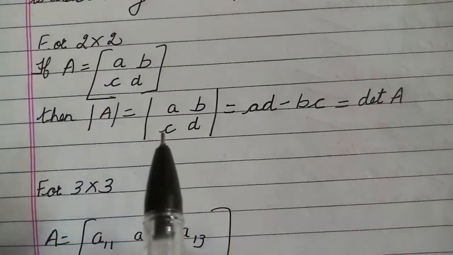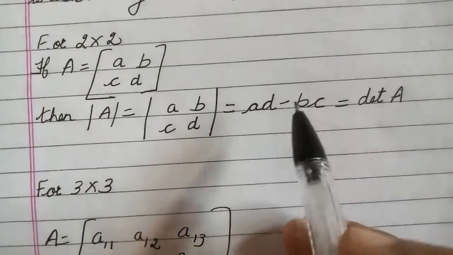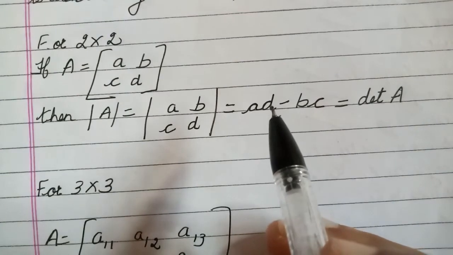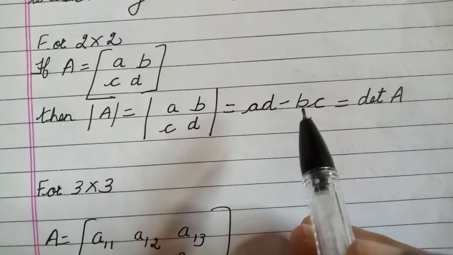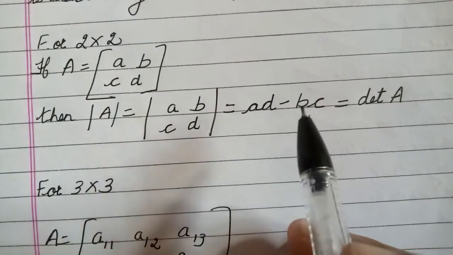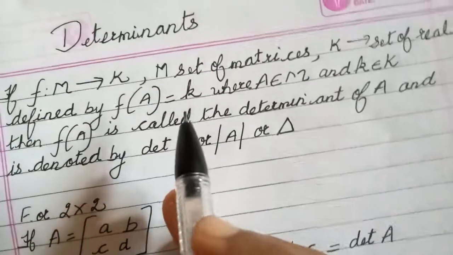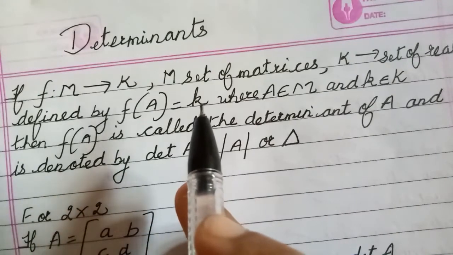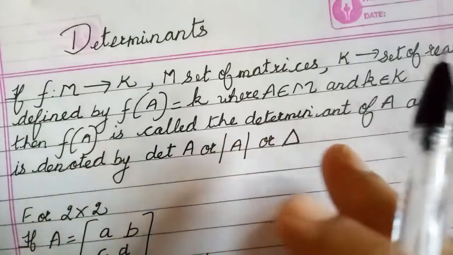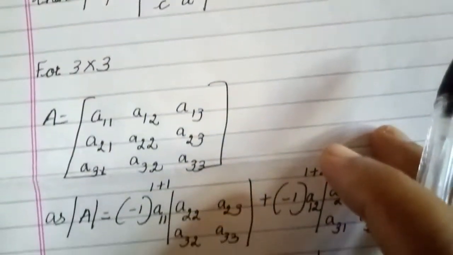It's a ready-made formula, children. You have to learn it by heart. So what will happen? a is a real number, d is a real number, b is a real number, c is a real number. So subtraction of real numbers will give you a real number. That's why the final answer K is also a real number, and that value K is called your determinant of A.